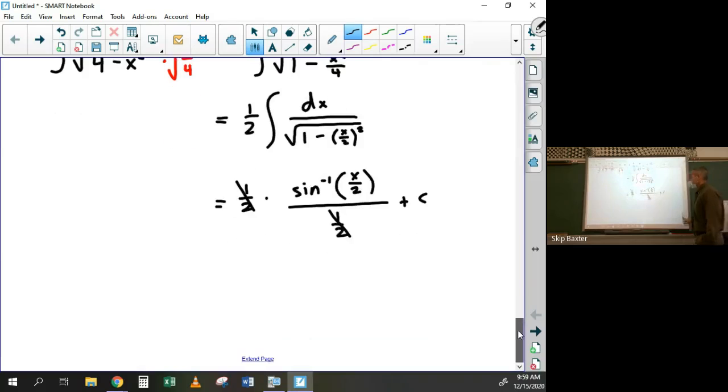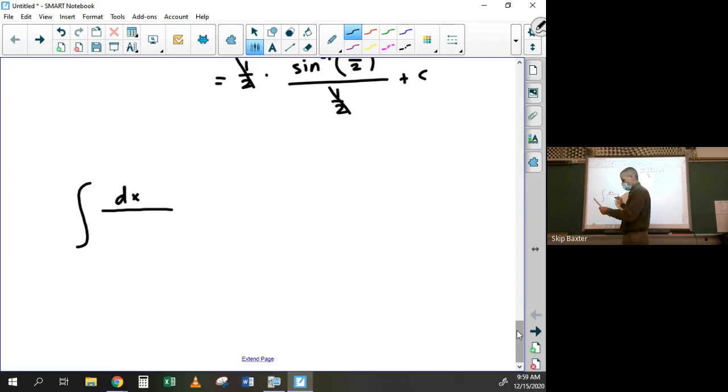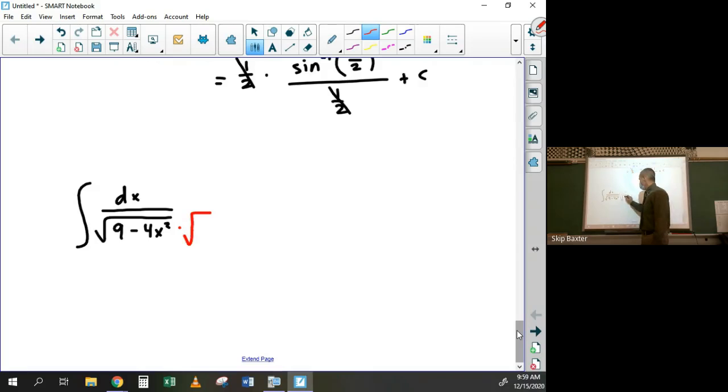All right. Let's do another one. How about this one? The integral of dx over square root of 9 minus 4x squared. What do you think here? Kind of the same thing, right? What should I multiply the top and bottom by? Yeah, square root of 1/9. Or 1/3, really.